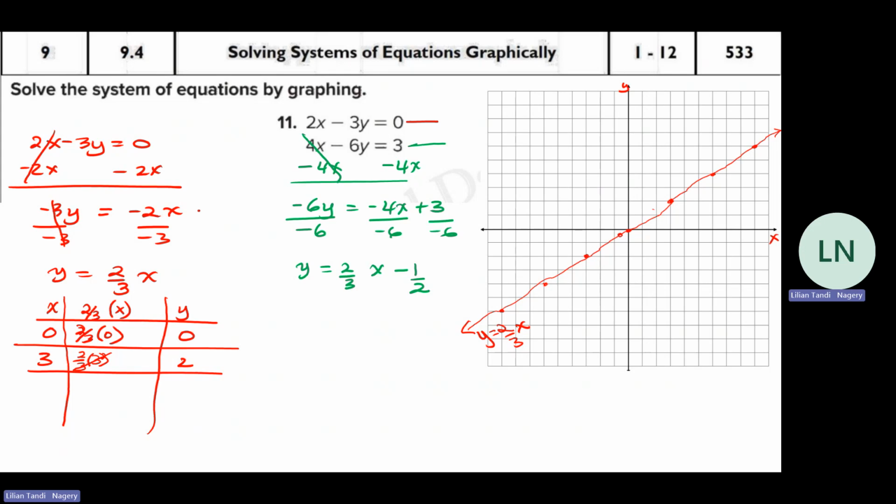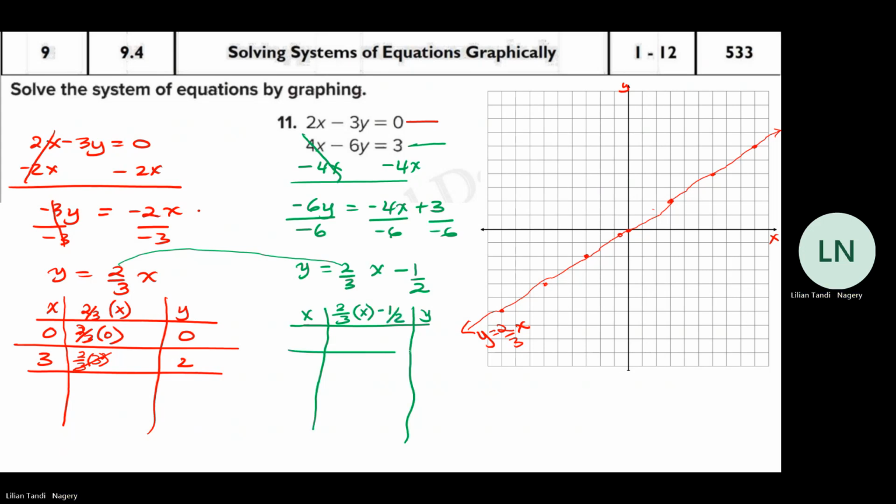Now what do you notice? The slopes are the same. So your answer should be parallel. You should get parallel lines, because the slopes are the same and the y-intercepts are different. So here is x, here is y, 2/3 x minus half. I did not use 0, 0 because it's going to give me a decimal. Okay, here is the problem, but we will fix it.